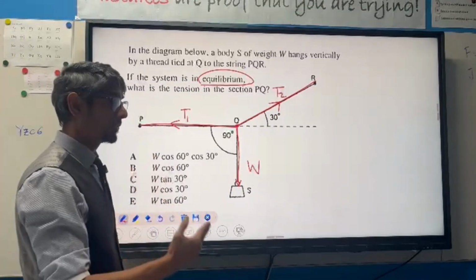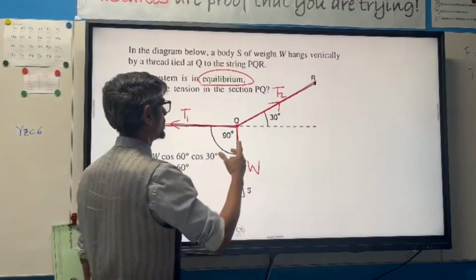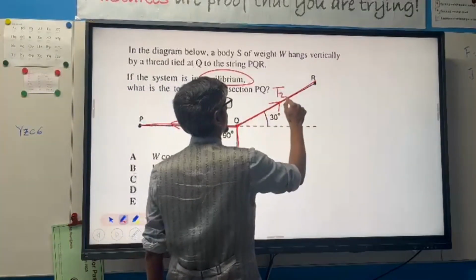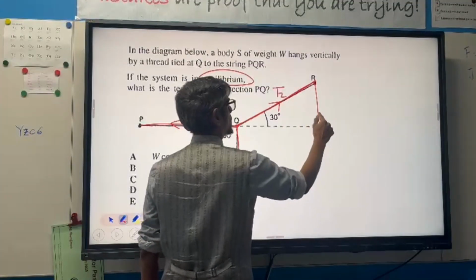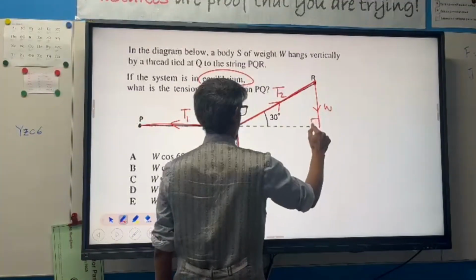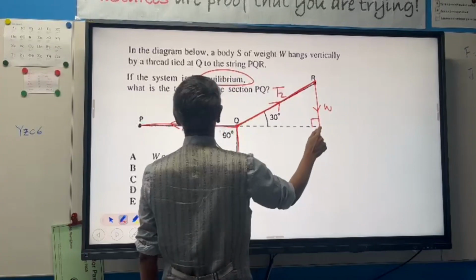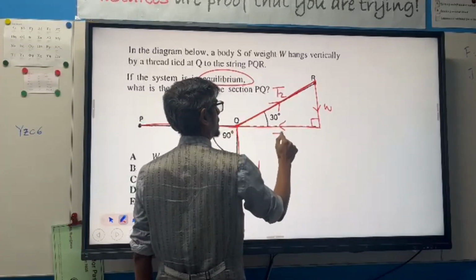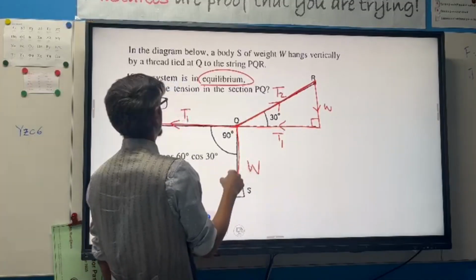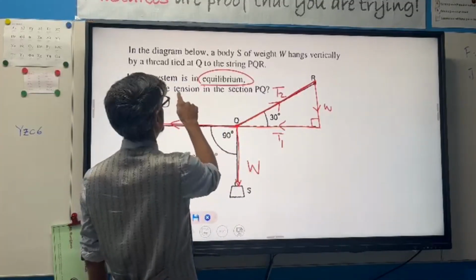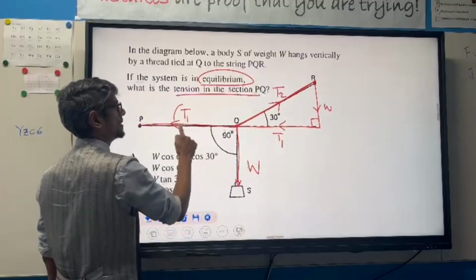So if you were to do a closed polygon, it's always easy to start with one of the forces on it. And I need to go down, don't I? Because that's W. That's 90 degrees. And then this would be my T1. Does it form a closed polygon? Look at it. Yes, it does. So what's the question I'm looking for? Tension in section PQ, which is this T1.